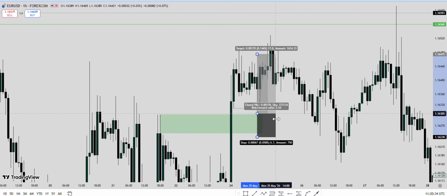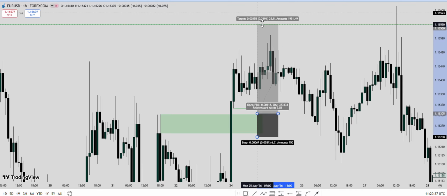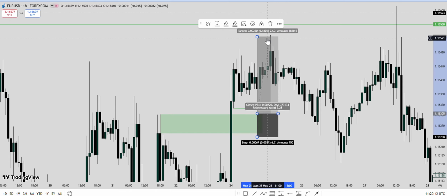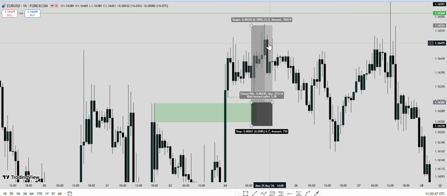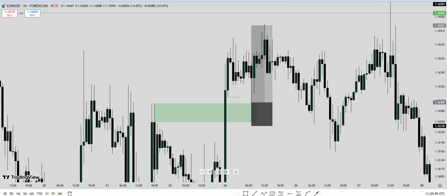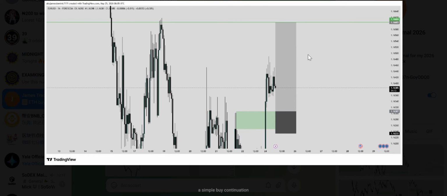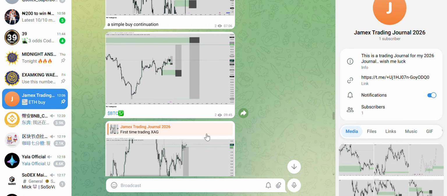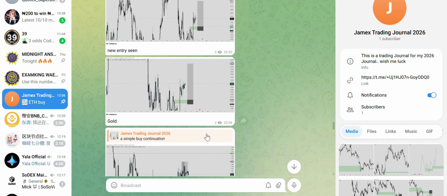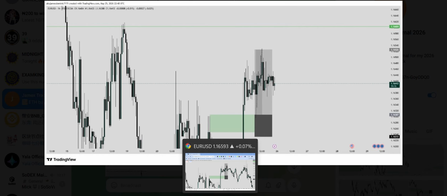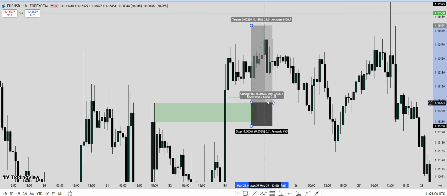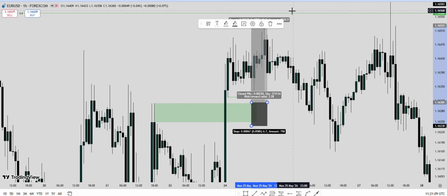So I was targeting this next high here. Price didn't come down to it, and it was already a 1:3 trade. After I saw a new candle formed, I just had to take my profit. That's where we'll go to check, and this is how I took my profit here.